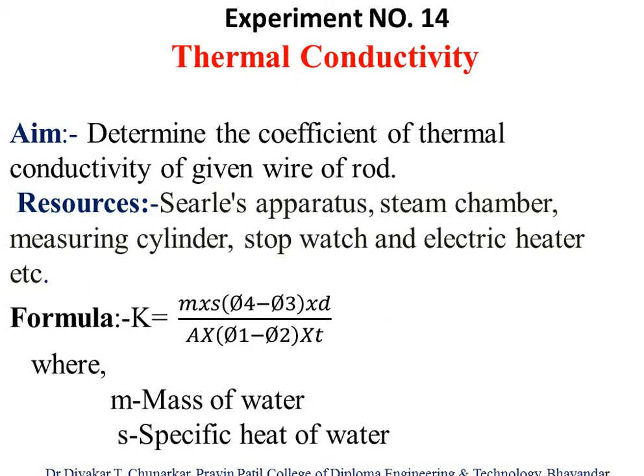So, the formula for thermal conductivity. Thermal conductivity is denoted by K, the coefficient of thermal conductivity. K equals M into S into (theta 4 minus theta 3), divided by D into A into (theta 1 minus theta 2) into T. In this formula, M is the mass of water, and small s is the specific heat of water.